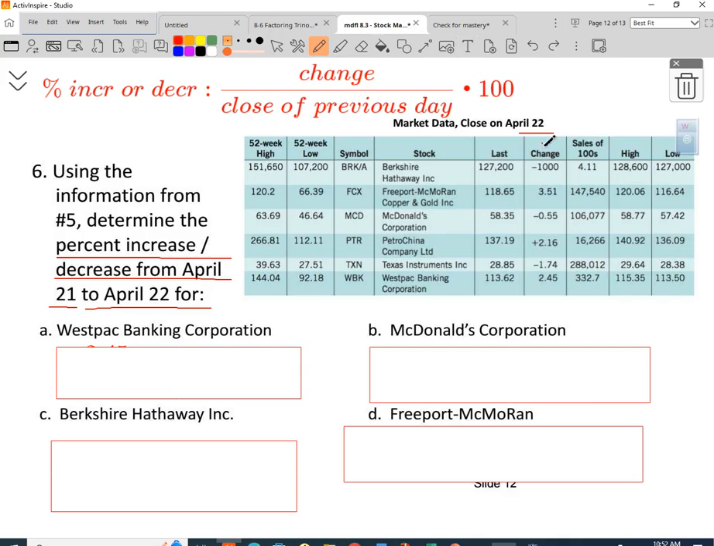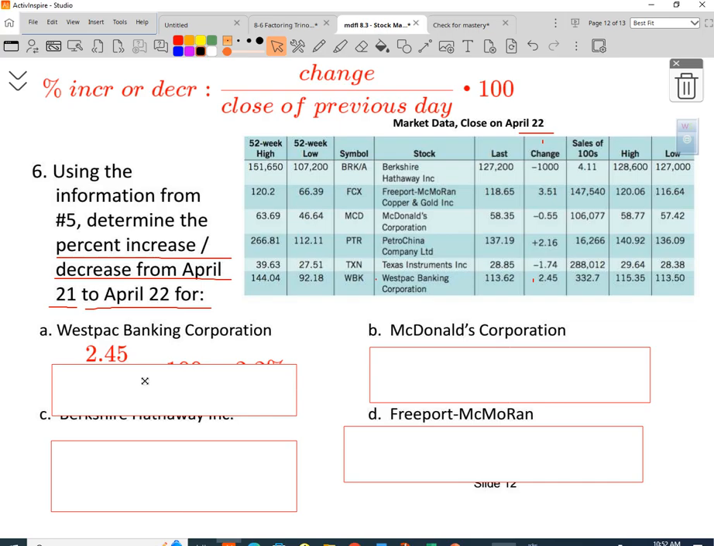So we're going to be using the value in this column, depending on which stock we're talking about. It's going to be divided by the close of the previous day, which we found for all these stocks, and I'll show you where it is in a second, times 100. Okay? So, if we look at Westpac, the change was 245. Make sense? So that goes in our numerator.